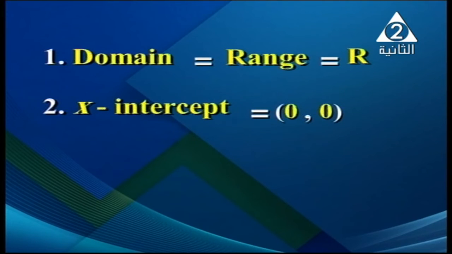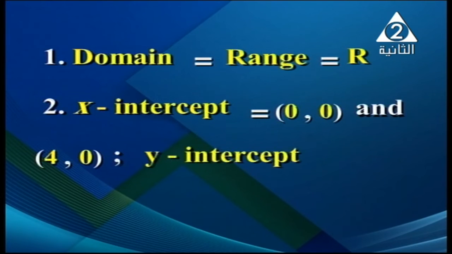The second, what is the x intercept? What do you mean by x intercept? It is where y equals 0. Then the intercepts are at (0, 0) and (4, 0). My dear student, the function intercepts the x-axis at 2 points, (0, 0) and (4, 0). The y intercept is (0, 0) only.